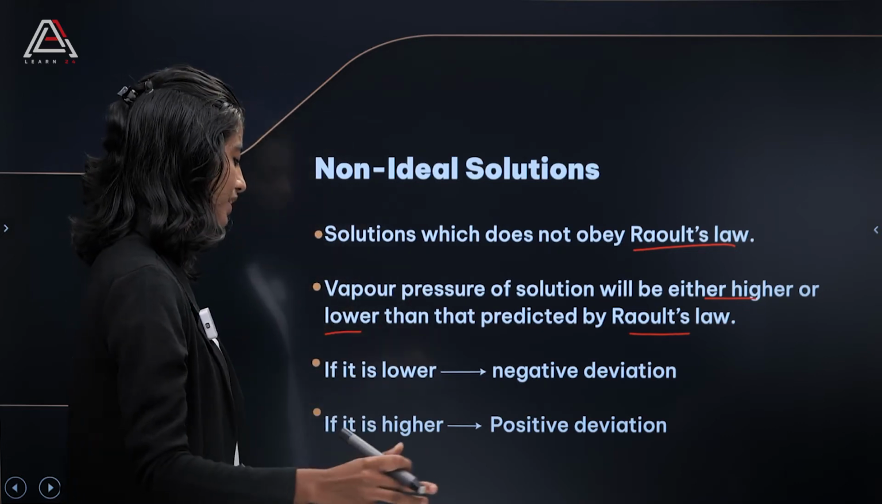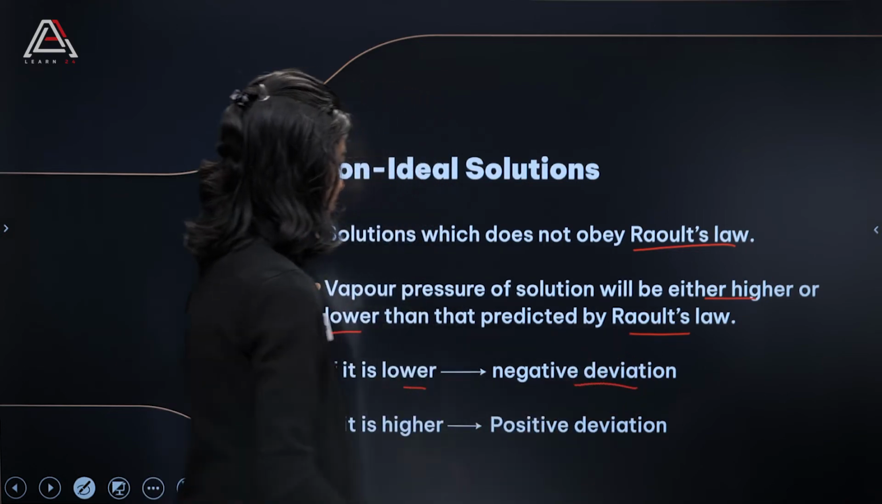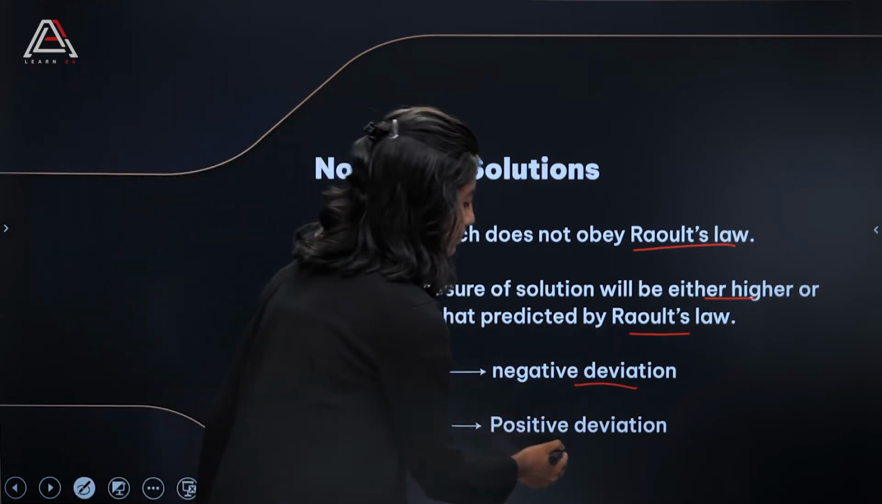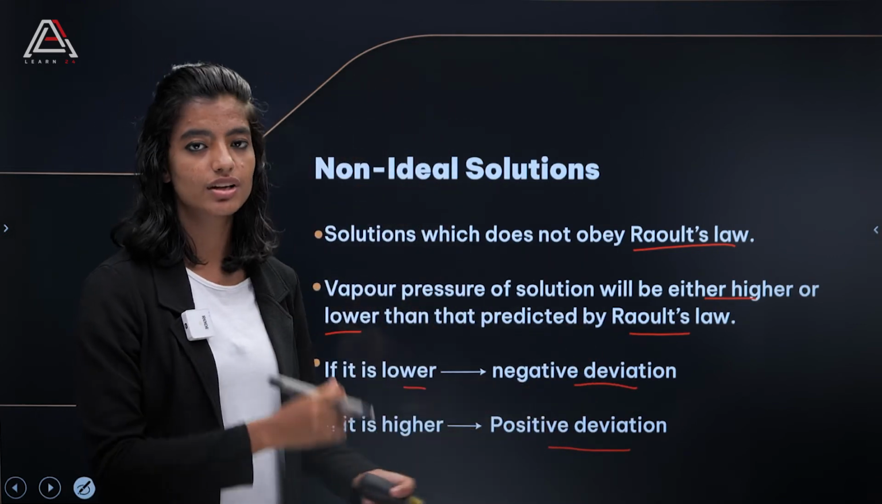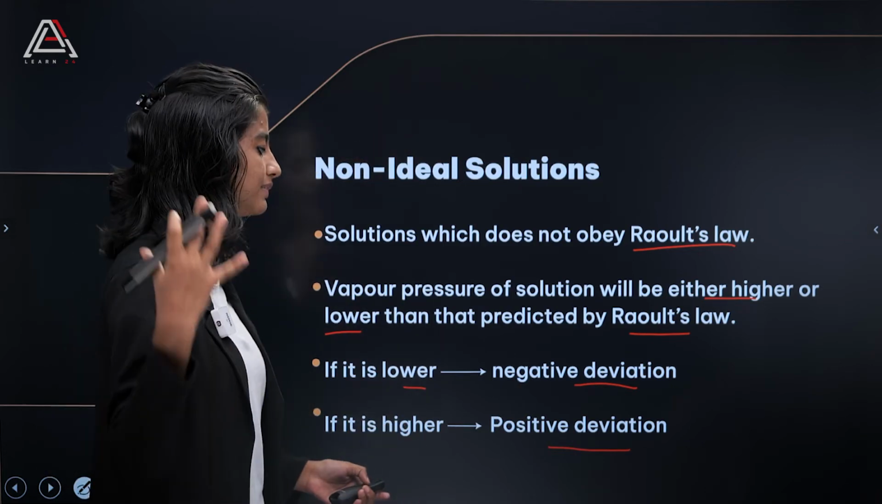If the vapor pressure is lower, then it shows negative deviation. If the vapor pressure is higher, then it shows a positive deviation.